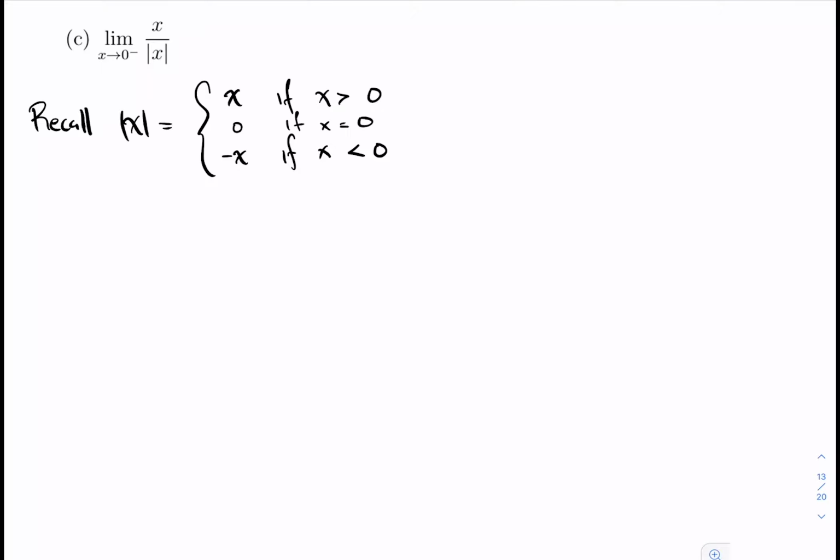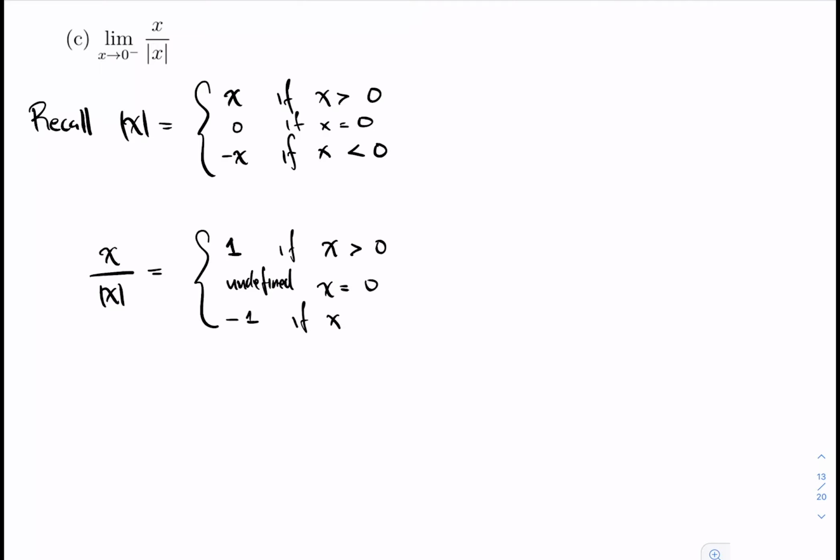We now want to use this definition to figure out what the function x over the modulus of x looks like. Here, x over x is the first term, so that's 1 if x is greater than 0. The function is undefined if x is equal to 0, and it's equal to -1 if x is less than 0.